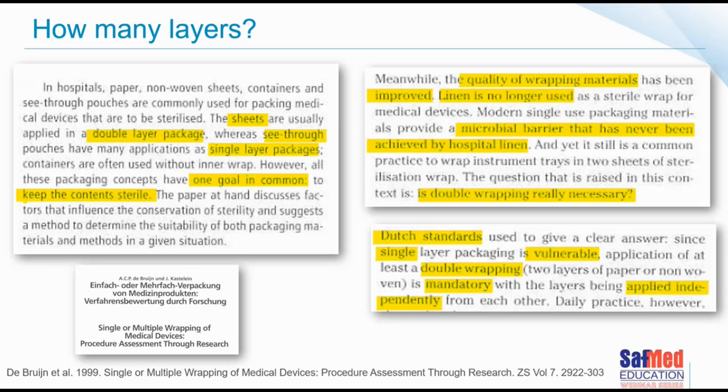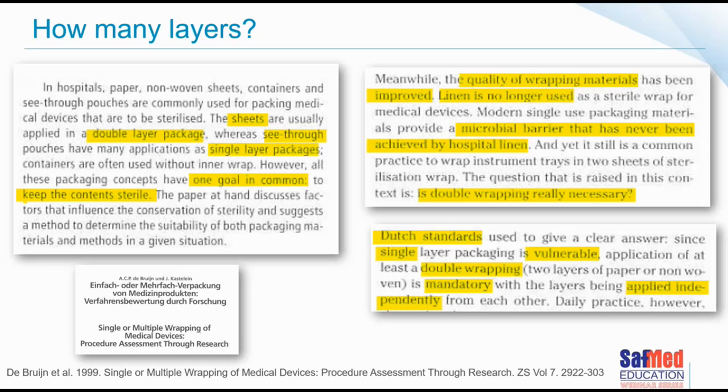He also discusses the fact, I think it's a he, that linen is no longer used, and this is in 1999, as I said, that modern single-use packaging material gives a level of barrier protection that has never been able to be achieved by hospital linen. Again, remember this was 1999, so I'm referring to standard cotton linen, not the modern-day laminates and linen designed for this purpose. He then raises the question, is double wrapping really necessary?